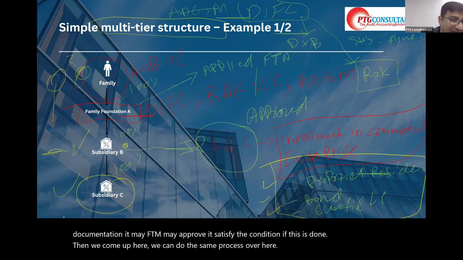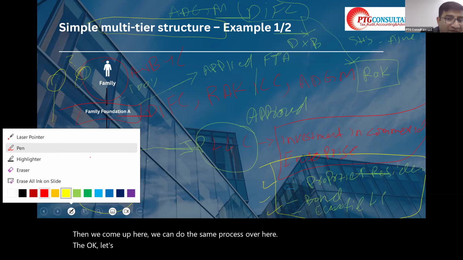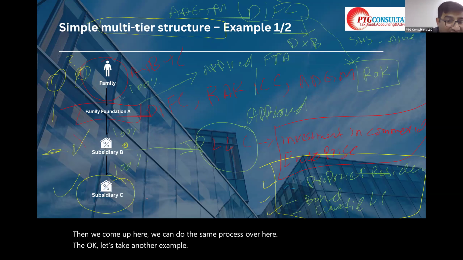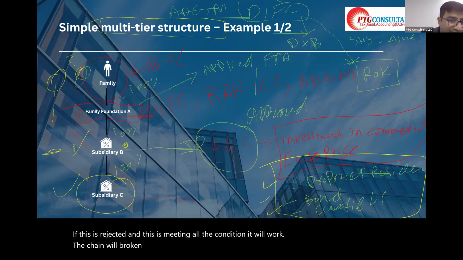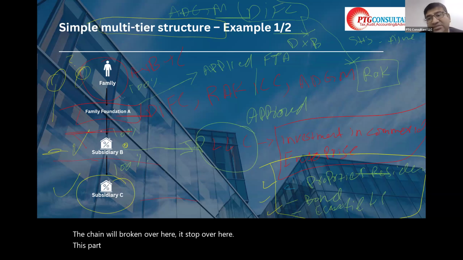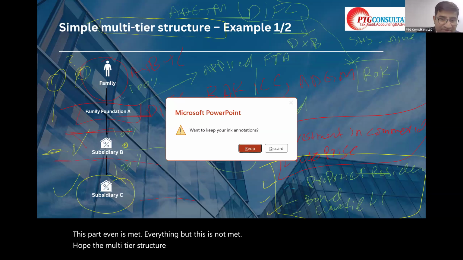Let's take another example. If this is rejected and this one is meeting all the conditions, will it work? No. The chain will be broken over here. It stops over here. Even though this part meets everything, this one is not met. I hope the multi-tier structure is understandable now. If there is any other question, please let me know.